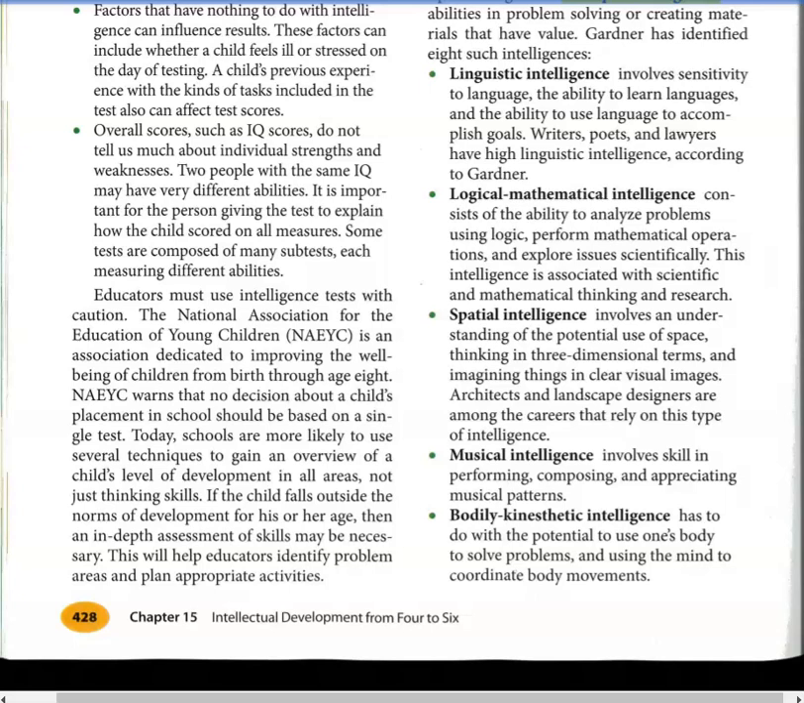The third one is spatial intelligence, which is understanding the potential use of space. So you're thinking in three-dimensional terms. You can look at something and visualize what the end product is going to be, right? So these are architects, these are landscape designers, these are construction workers who can look at a blank slate and visualize what the end product is.